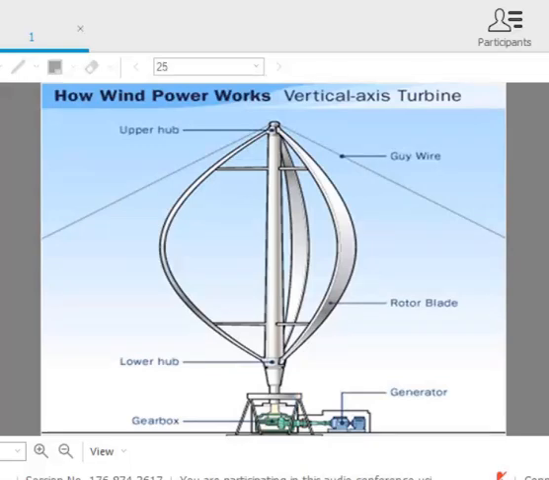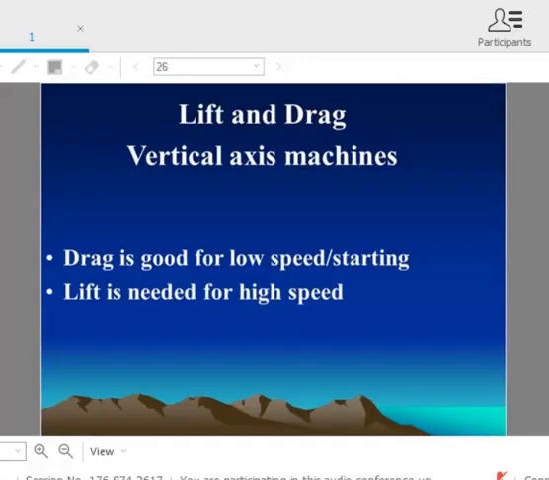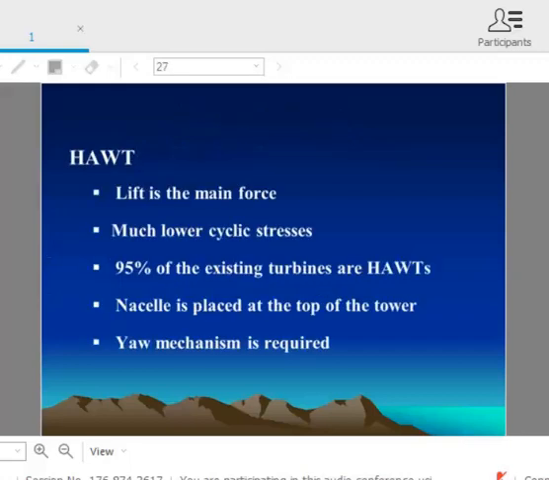The upper half has wires, and those wires provide the strength. नहीं तो मशीन गिर जाएगा. सपोर्ट तो चाहिए ना उसके लिए. गियर बॉक्स, that is the vertical axis. Drag is good for low speed, or starting; lift is needed for the high speed.